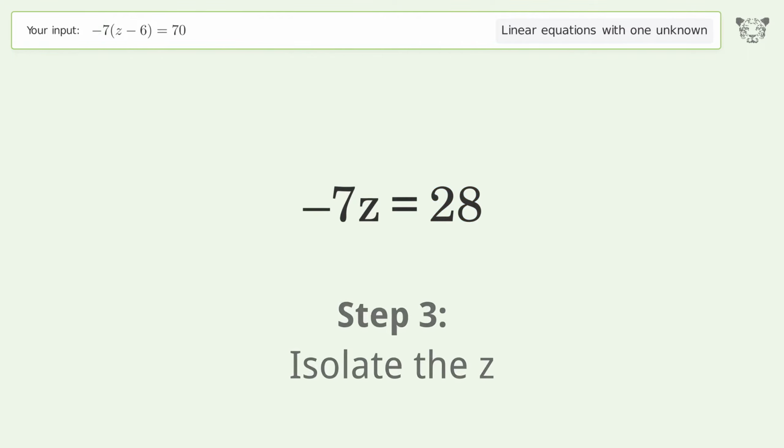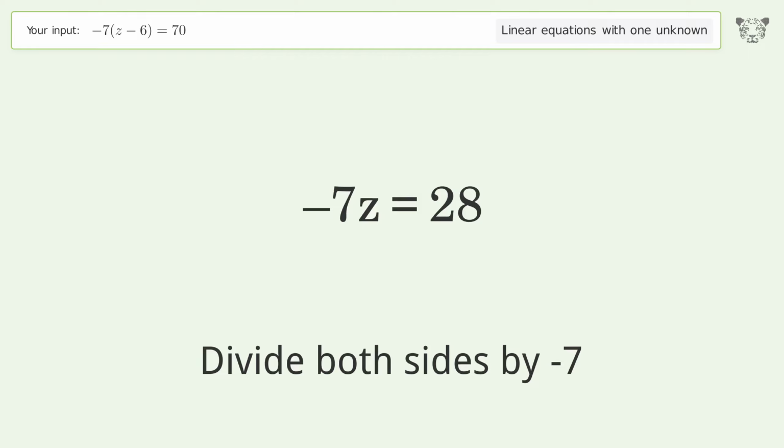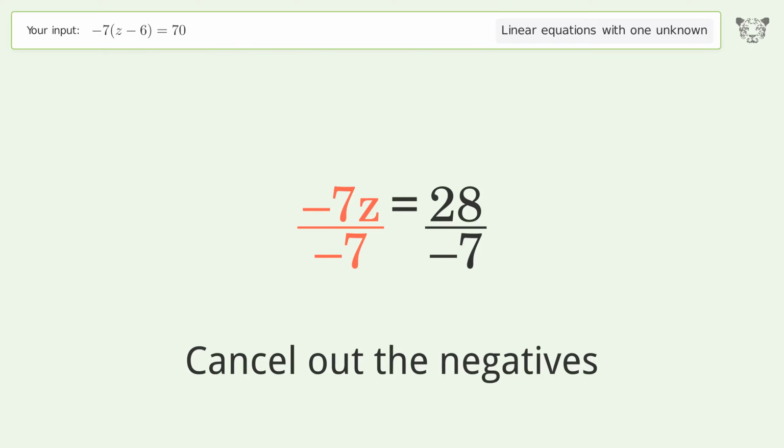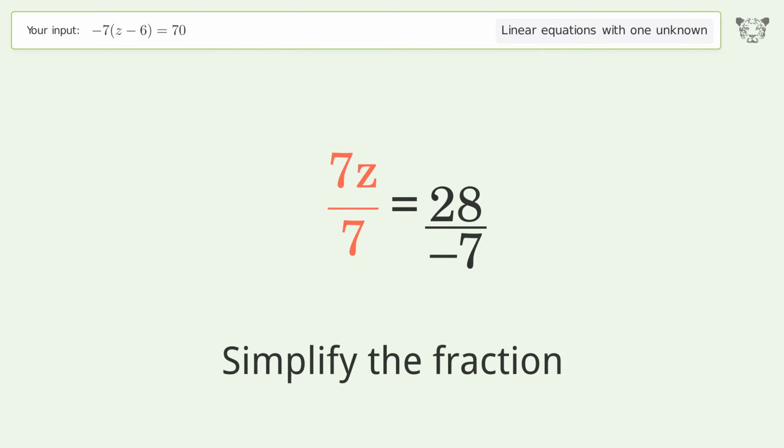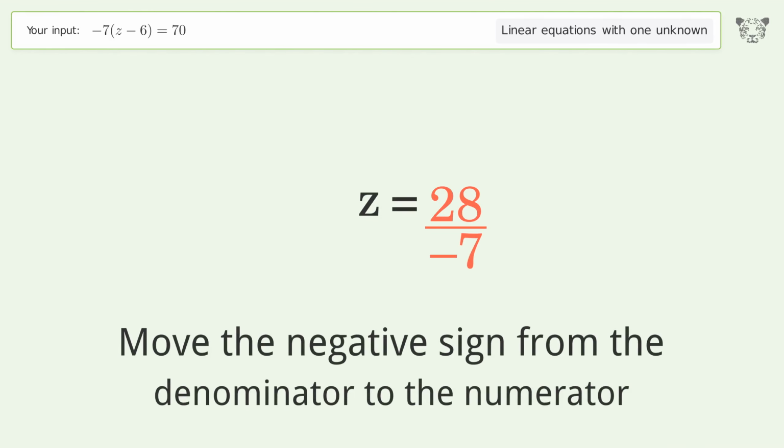Isolate the z. Divide both sides by -7. Cancel out the negatives. Simplify the fraction. Move the negative sign from the denominator to the numerator.